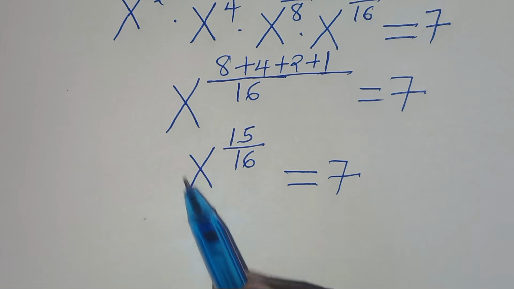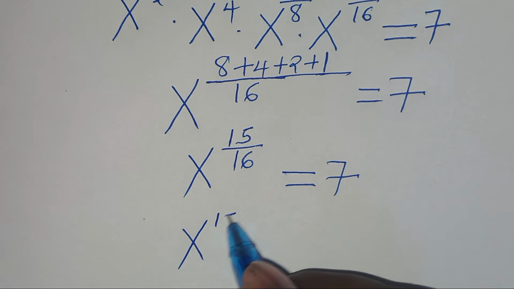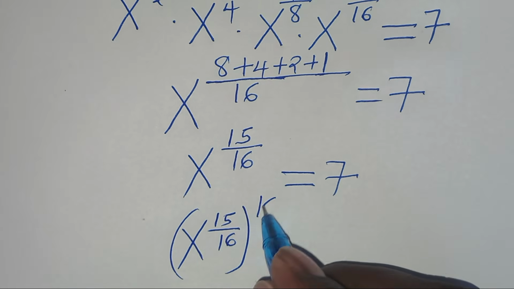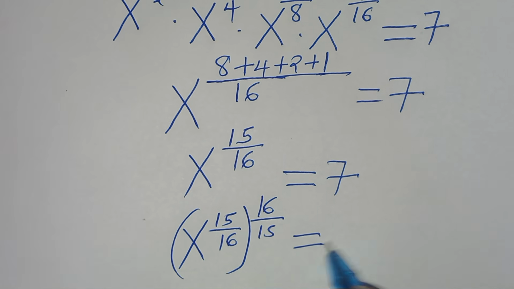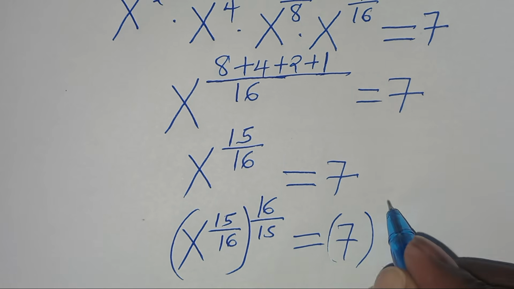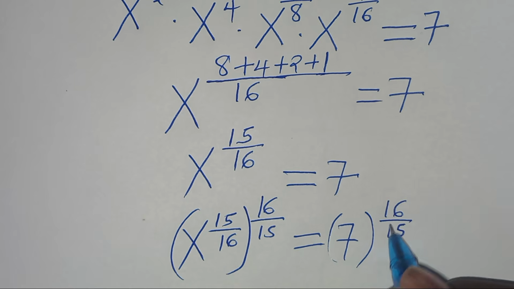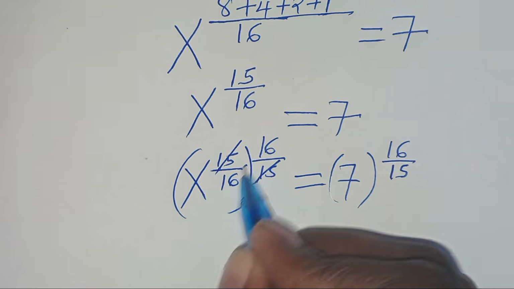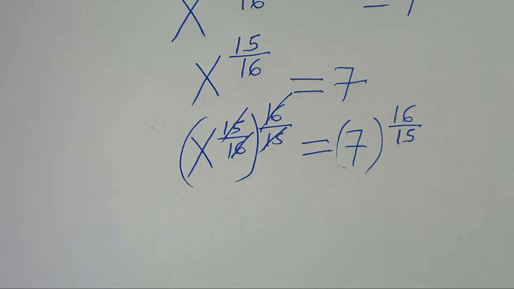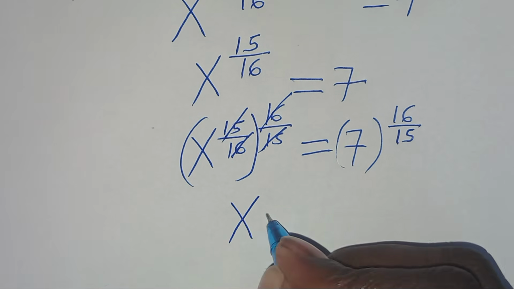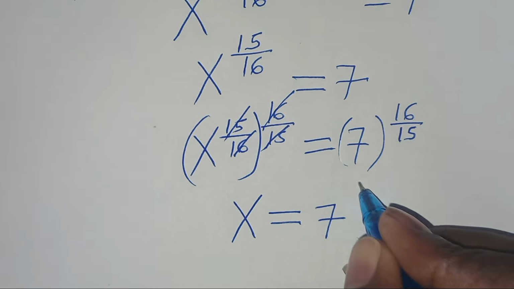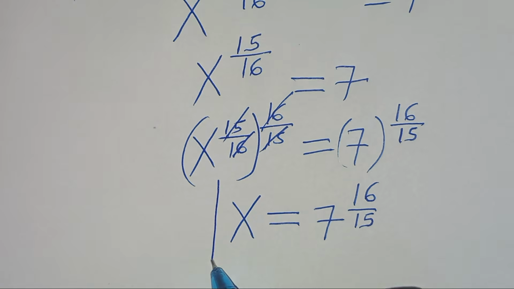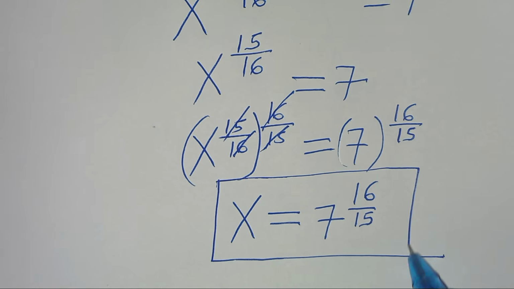Now to solve for the value of x here, let's multiply on both sides by the power of 16 over 15. This is equal to 7 raised to the power of 16 over 15. So this means that we can simplify 15 and 15 and also 16 and 16. And this means that the value of x is equal to 7 raised to the power of 16 over 15. So this is the value of x by applying method 2.